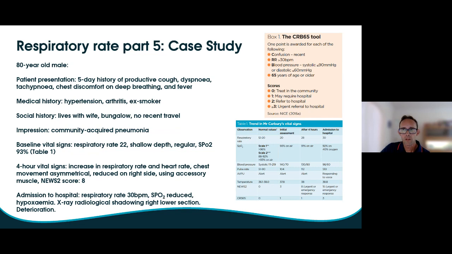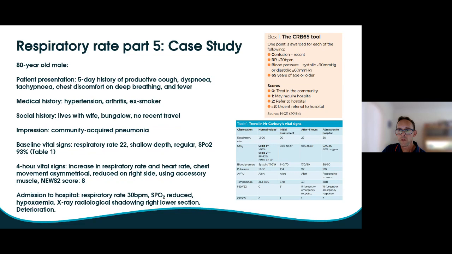This particular patient was admitted to hospital, at which point his respiratory rate was up to 30 breaths per minute with a reduced saturation level. An X-ray showed that he had some shadowing on the right lower section of his lungs, and he deteriorated. So the case study illustrates how respiratory rate is an early predictor of deterioration.